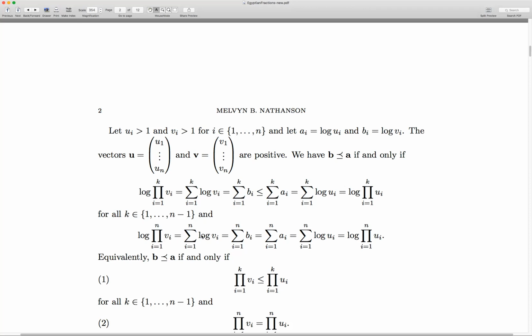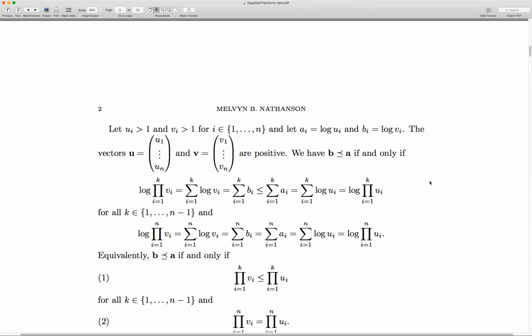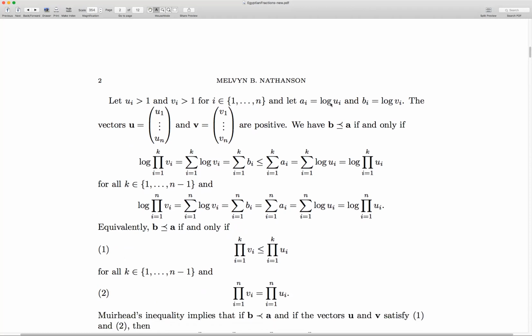And similarly for when you have equality of the partial sums. So if you take the numbers u_i and v_i bigger than 1, and you look at these positive vectors, then a majorizes b if and only if you now have a condition involving products and not sums. The partial products of the u's are greater than the partial products of the v's for k going from 1 up to n minus 1. And when you take all n numbers, the products are equal.